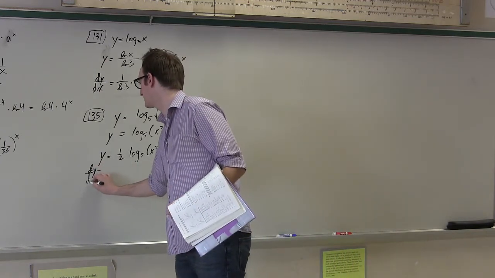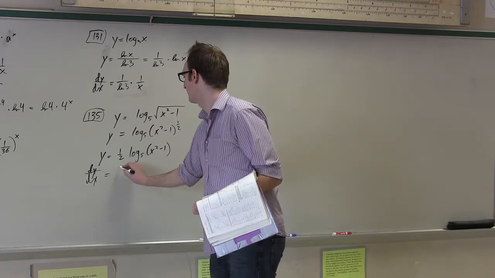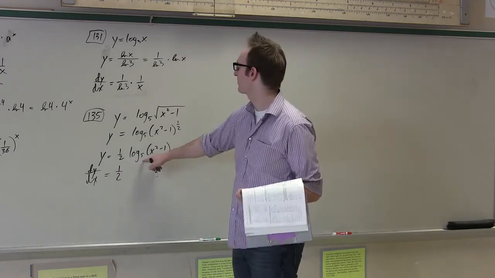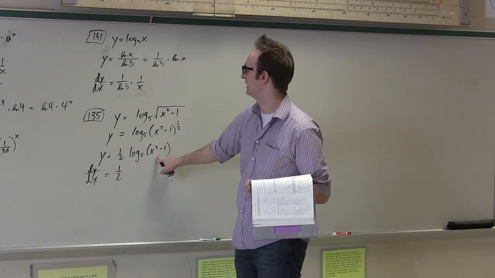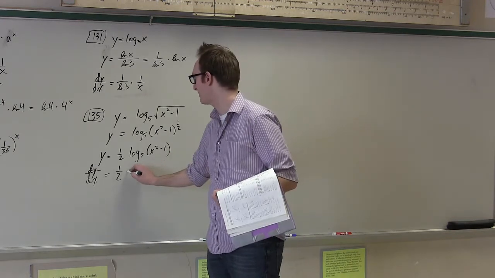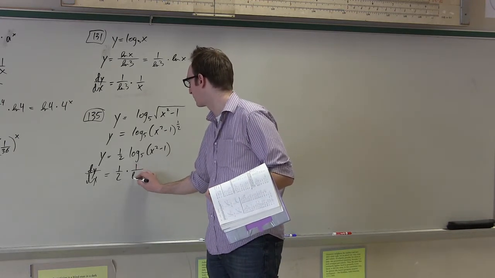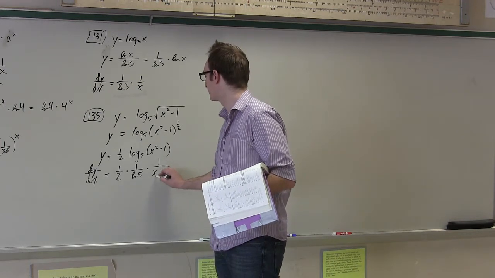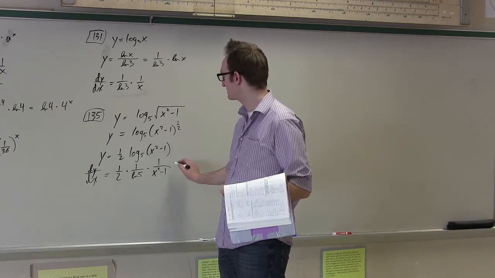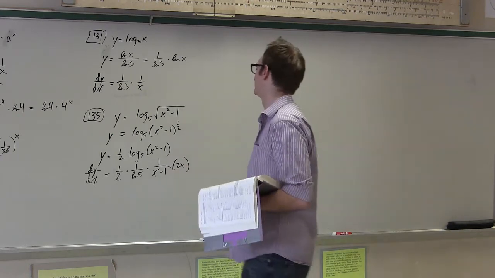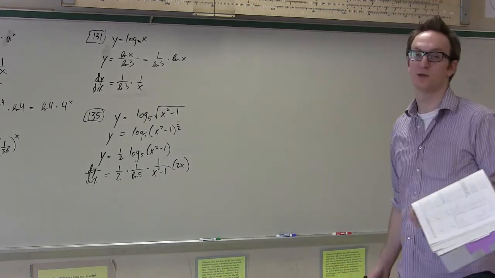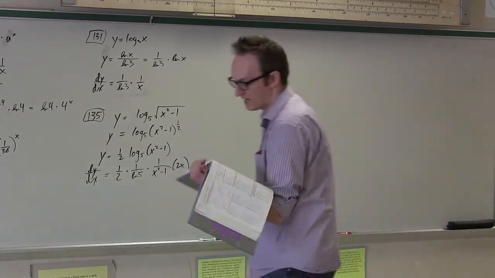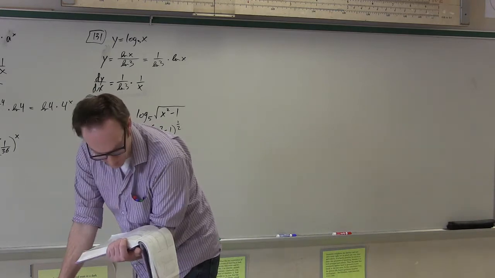So what is this derivative then? Well, it's 1/2. What's the derivative of log base 5 of something? The derivative of log base 5 of something is 1 over ln 5 times 1 over the something, times the derivative of the something back inside. That's one way to do it. Okay, 2 more problems I thought we would go over.